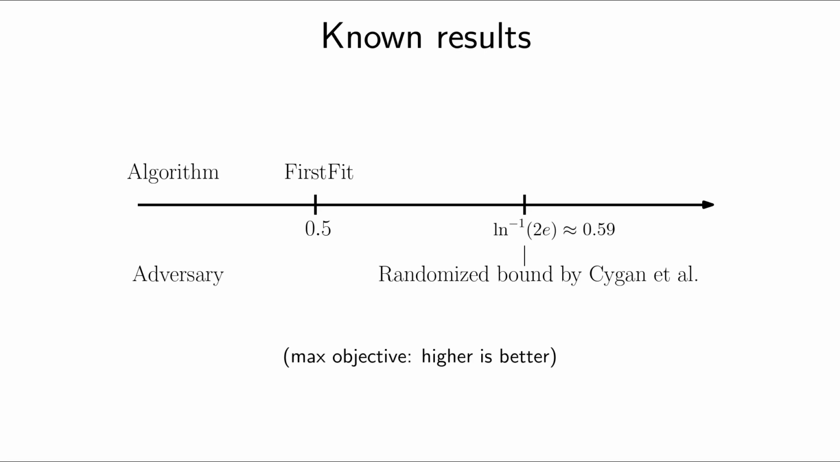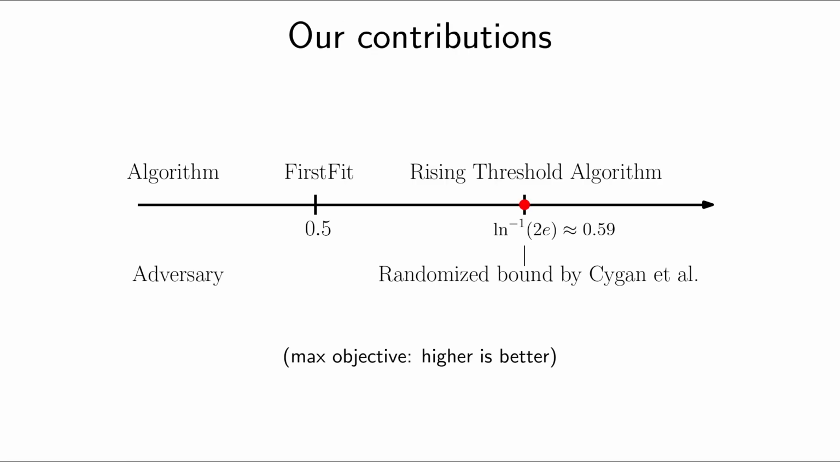Known results for online multiple knapsack are the following. We already mentioned the first fit algorithm, and in the same TOCS 2016 paper, Zygan and others provided an upper bound of approximately 0.59 for the competitive ratio of any randomized algorithm. Prior to our paper, these results were best. We provide an improved deterministic algorithm for the problem called the rising threshold algorithm. This algorithm is optimal in a sense that its competitive ratio matches the randomized upper bound.